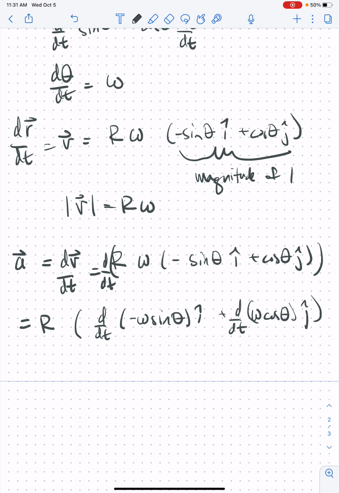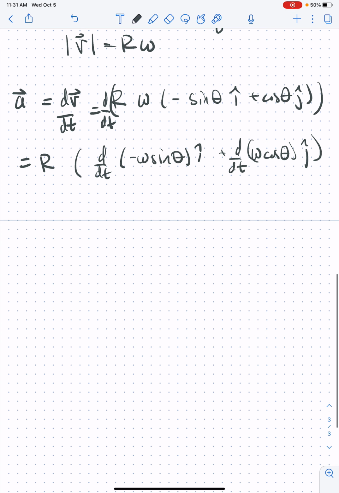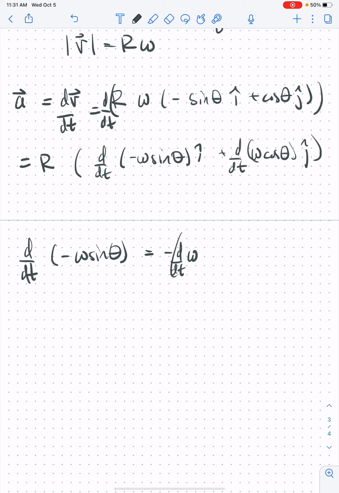So let's consider each of these terms independently, because this is starting to get to be a little bit of a mess to do it all at one time. So the time derivative of negative omega sine theta, we're going to want to use both the product rule and the chain rule. So this is going to be negative d dt of omega times sine theta plus negative omega d dt of sine theta.